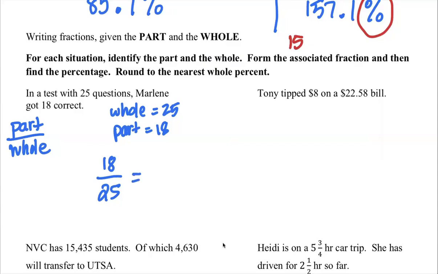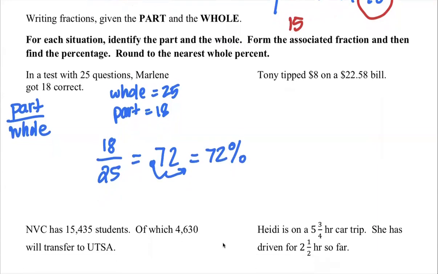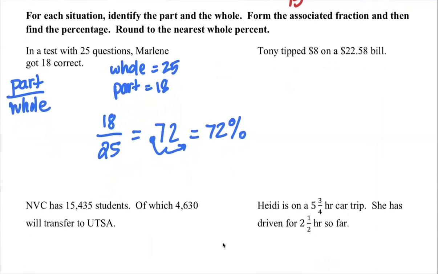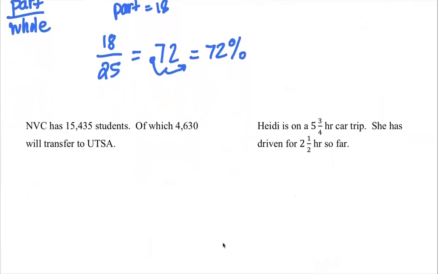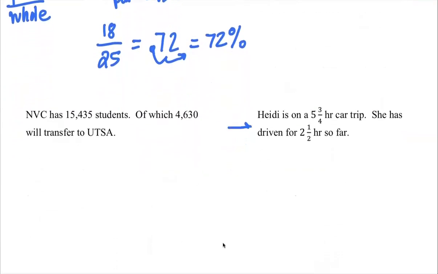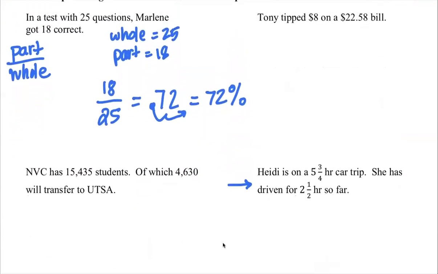So I'm going to do 18 divided by 25. As a decimal, that's 0.72. As a percentage, we'd multiply by 100 or move the decimal 2 to the right and get 72%. I'm not going to do all of these. Let's do one more though, just so you can see how fractions would play out.